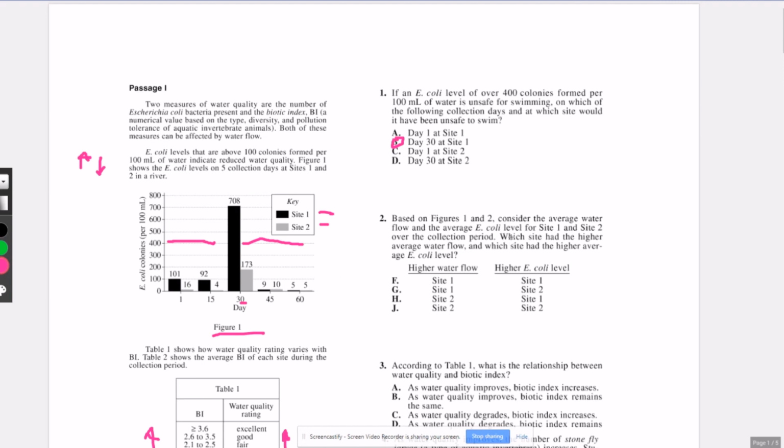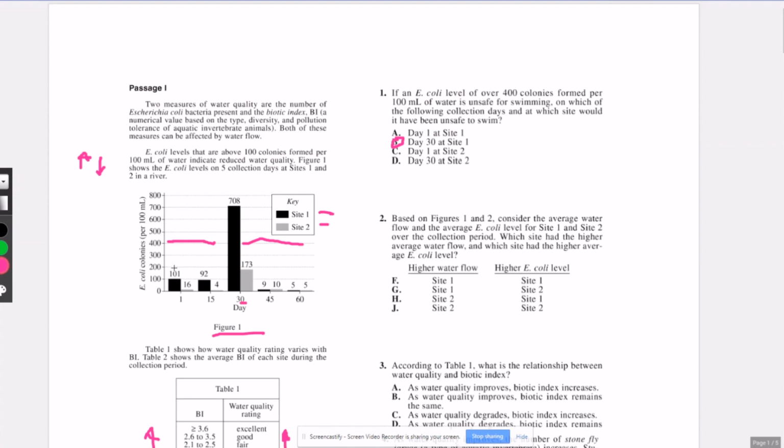Question 2 says, based on figures 1 and 2, so we only considered the two graphs, consider the average water flow and the average E. coli level for site 1 and site 2 over the period. Which of the sites had higher average water flow and which had higher average E. coli level? So we're only really comparing two. And we could do the math, but I don't think we need to here, right?